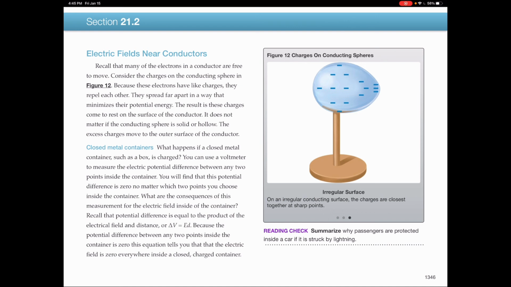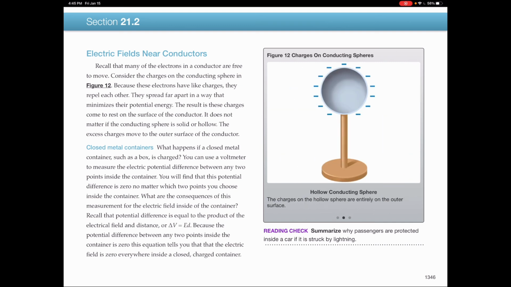So this tells you, if you happen to be in a thunderstorm in a car, the safest place to be would be on the inside of the car. If it happened to be struck by lightning, all of that charge is going to go around the outside. It's going to stay out in the metal shell. There's going to be no electric field on the inside.